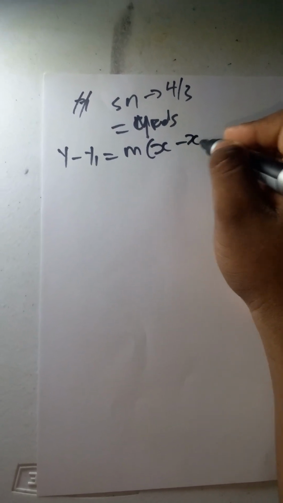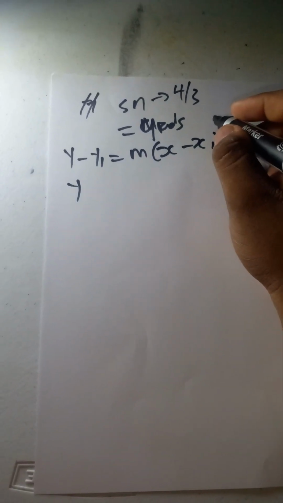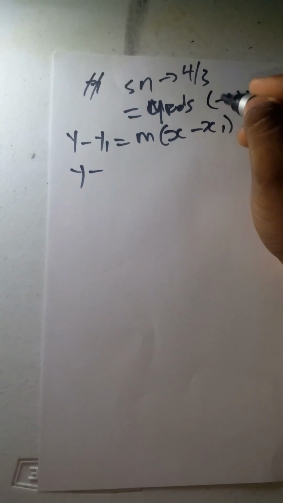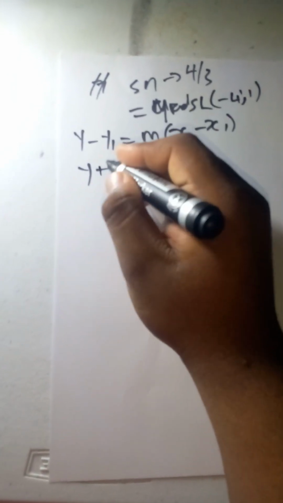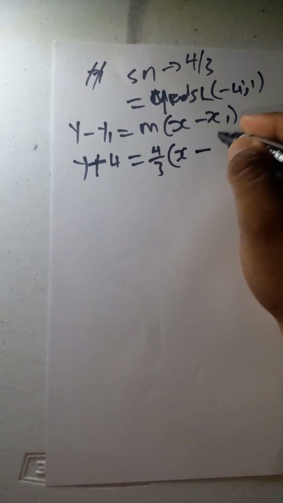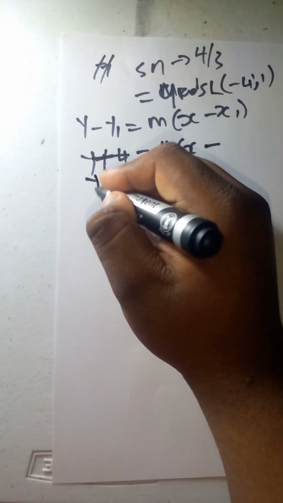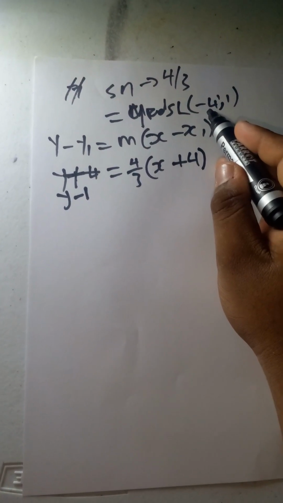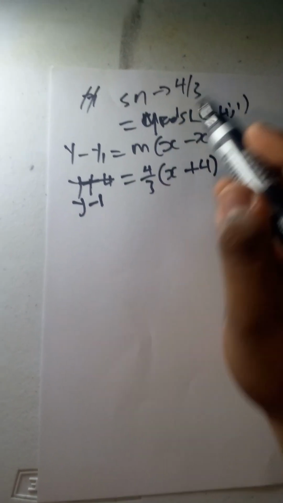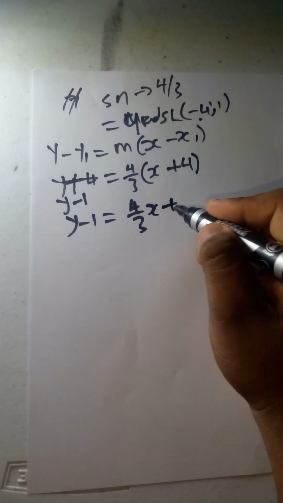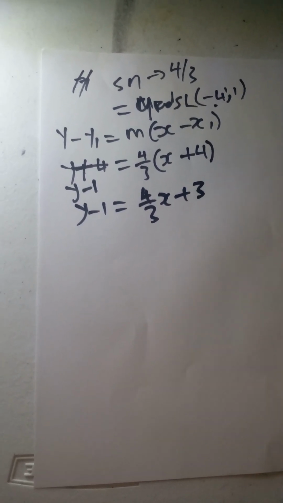y minus y1 equals m times x minus x1. So what are the coordinates at L? -4 and 1. So minus 4 is the same as plus 4. It equals 4 over 3 times, and no, this is 1, y minus 1, and then x plus 4 here. Because -4 is the x coordinate, 1 is the y coordinate. So y minus 1 equals 4 over 3 x plus 3. Okay, let's go.